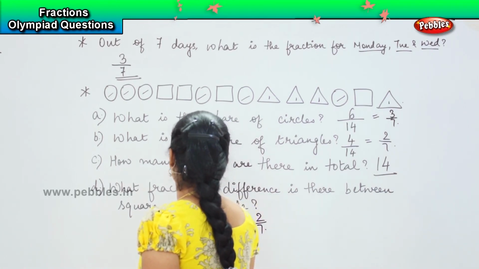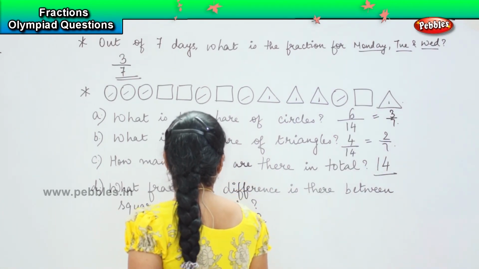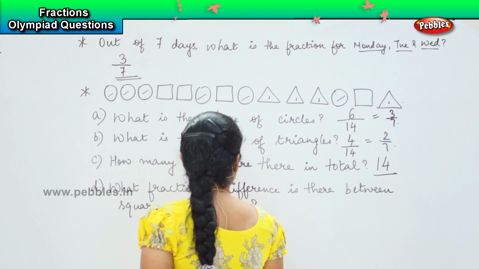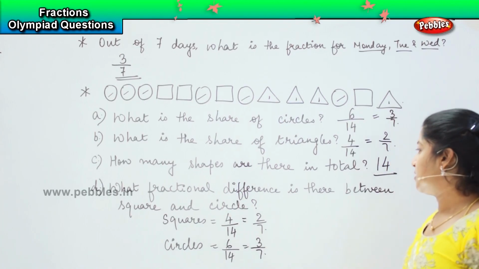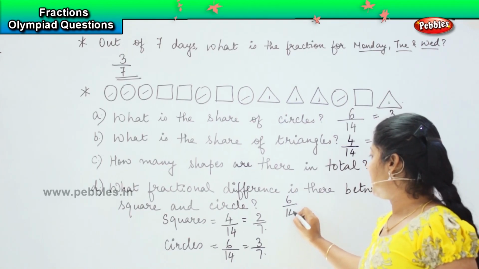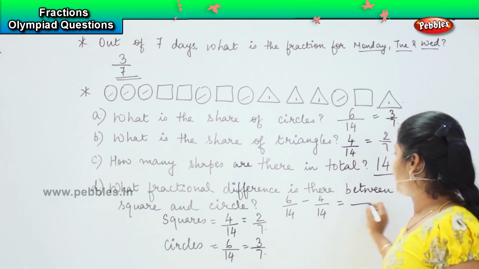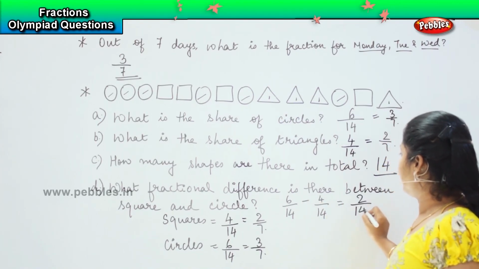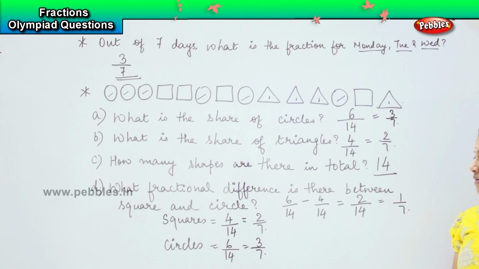And how many circles were there? We have found out it was 6 by 14. Right. It is nothing but 3 by 7. So, what is the difference between the square and the circle? So, the square is 4 by 14 and the circle is 6 by 14. So, 6 by 14 minus 4 by 14 is equals to 6 minus 4 is 2. 2 by 14 or 1 by 7. Clear, children? So, did you understand? So, circles are 2 more than the squares. Is it clear?